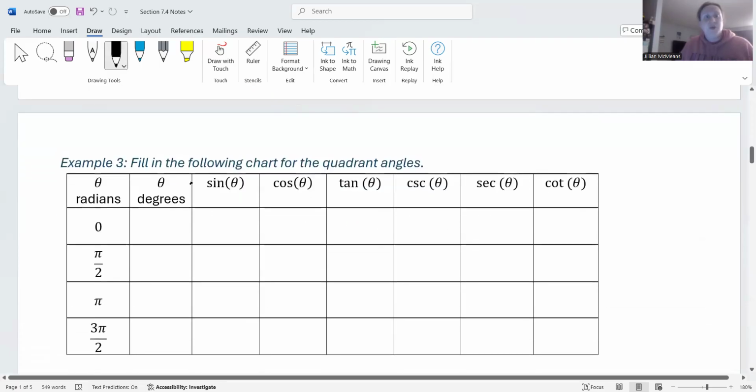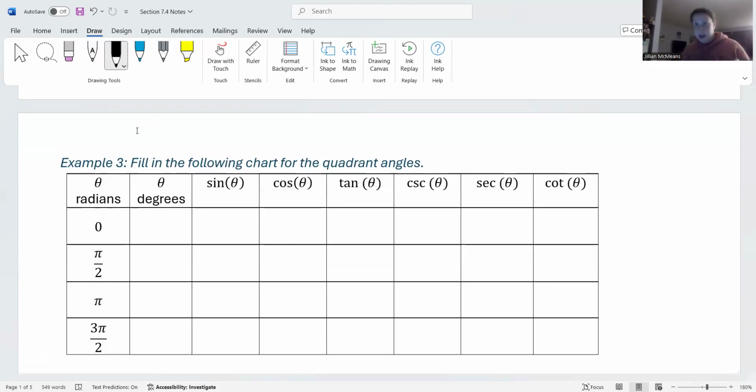I do. Okay, so what we want to do is fill in the following chart with all of the quadrant angles. We already know what the quadrant angles are from radians to degrees. We already looked at that when we looked at example 2. So I know that 0 radians is 0 degrees. Pi over 2 radians is 90 degrees. Pi is 180 degrees. And 3 pi over 2 is 270 degrees.